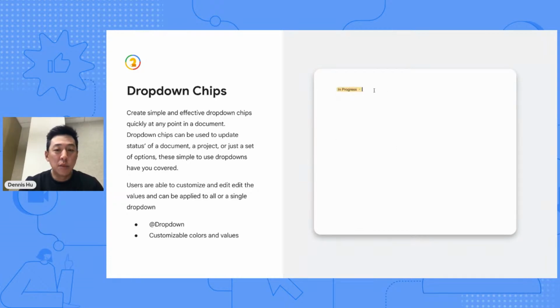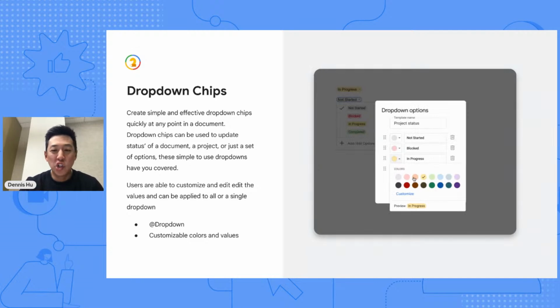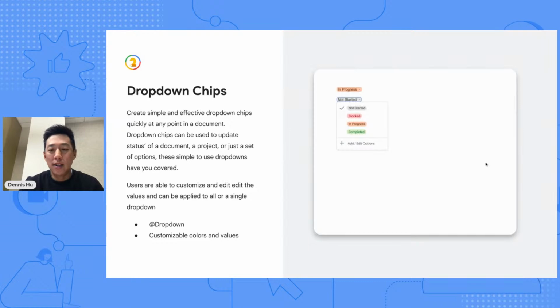But really, drop-down chips are something that I think folks don't realize how often they can be used until you start using them. So definitely in the next document, give it a shot, try it out. Maybe just, again, the status of a document is a very basic one that a lot of our users use today.